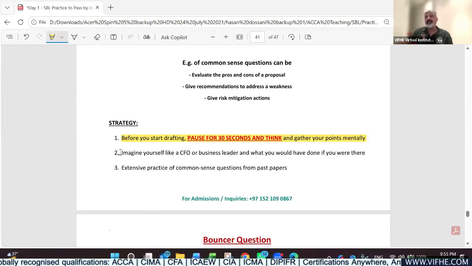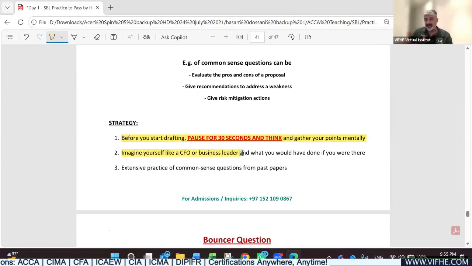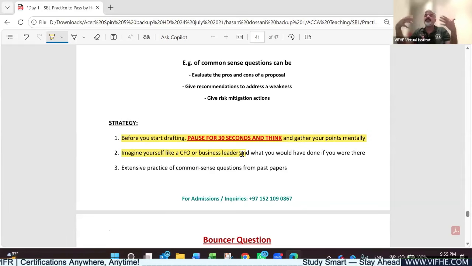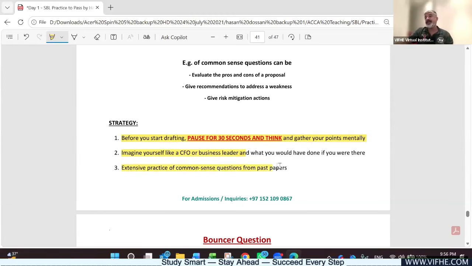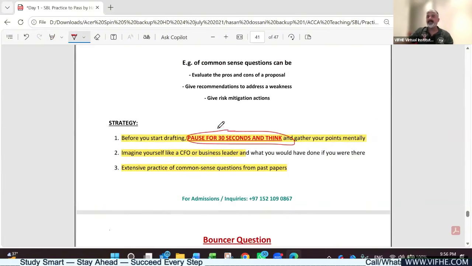And also, this will help. Imagine yourself like a CFO or a business leader. When we are doing common sense question, don't think like accountants. Think like a business leader. If it was your business, what you would have done. And then, of course, extensive practice from past papers. Clear how we handle common sense question? Main technique is pausing and thinking, then drafting.